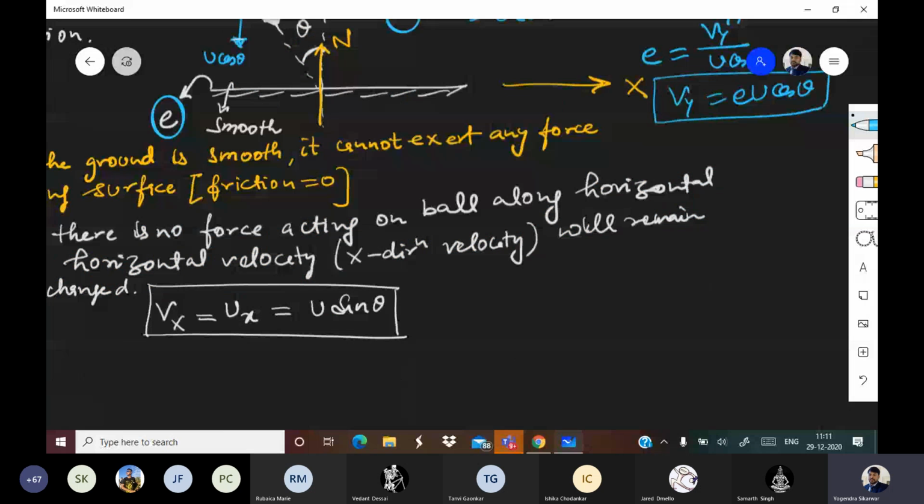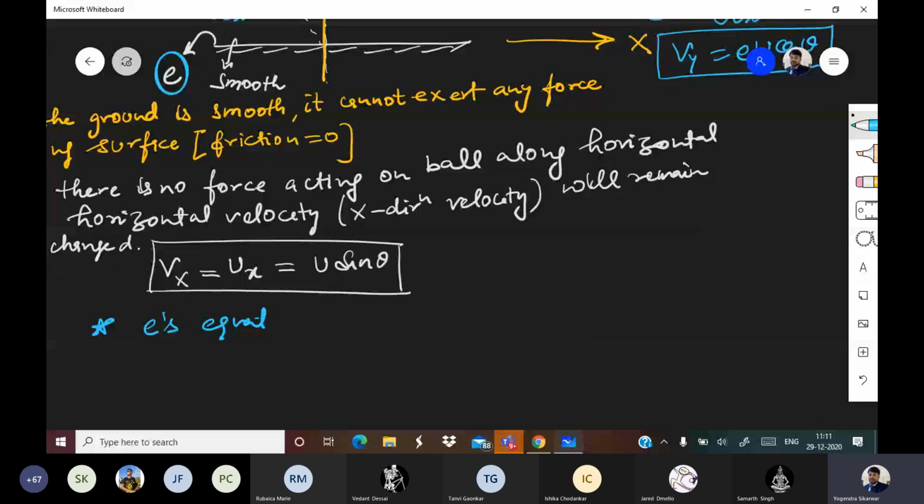E's equation is applied along the line of impact. This is very important. E's equation is applied along the line of impact. Okay, so we apply E's equation along the line of impact. Now you may ask, sir, what is this new term, line of impact?